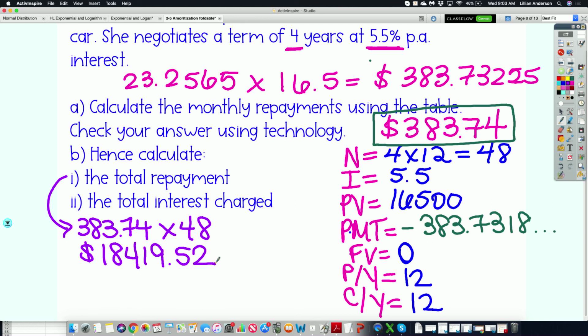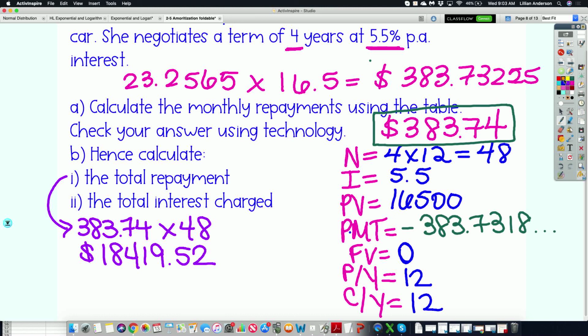So all of the things we wrote down for the TVM solver, is that what we did for part B? No, so for B, we actually just took how much we were going to pay a month, which was the $383 number, and then we multiplied it by 48 because that's basically how much we'll have to pay every month for the next 4 years. So all of this here was for A.